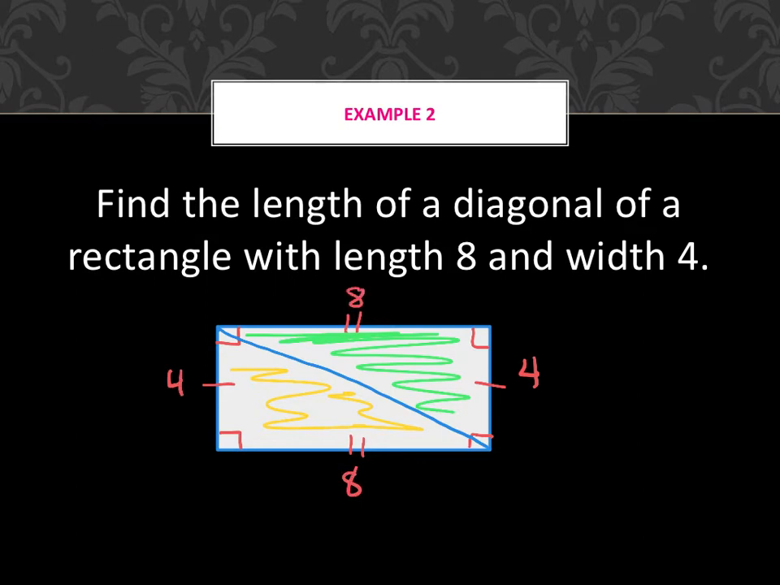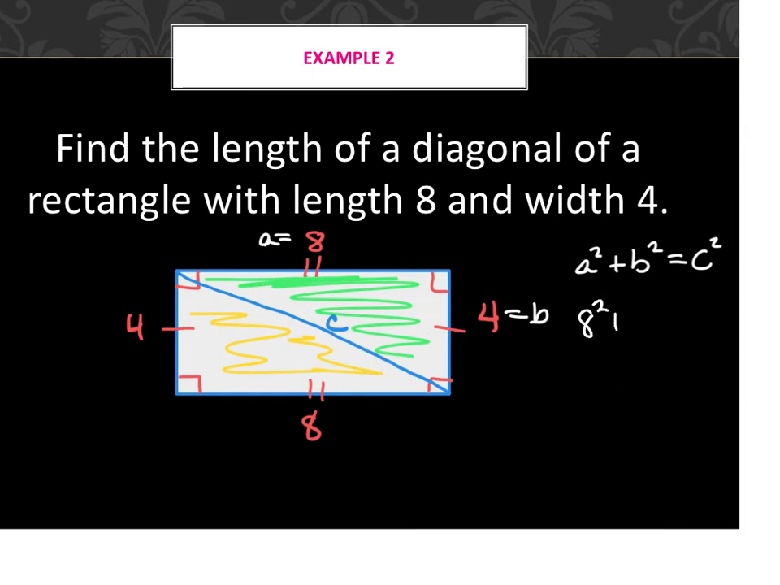The 4 and the 8, these are my A and B values. So I could say that this is A, this is B, and the diagonal that they're asking me to find, that's going to be my C. So I'm going to go ahead and do Pythagorean Theorem. Again, A squared plus B squared equals C squared.